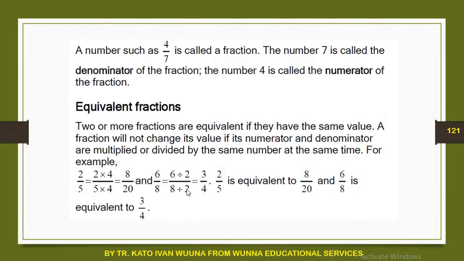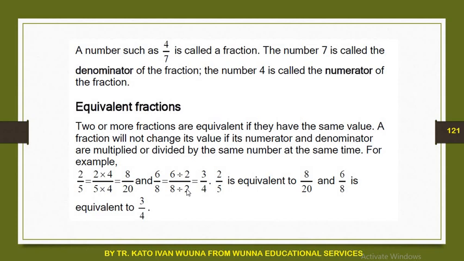So hope we are together on how we get equivalent fractions. They can be gotten by either multiplying both the numerator and the denominator by a common factor, or dividing the numerator and the denominator by the same common factor.